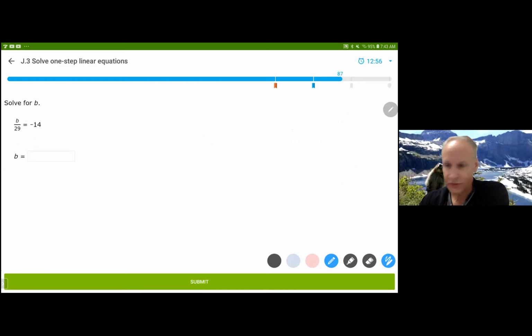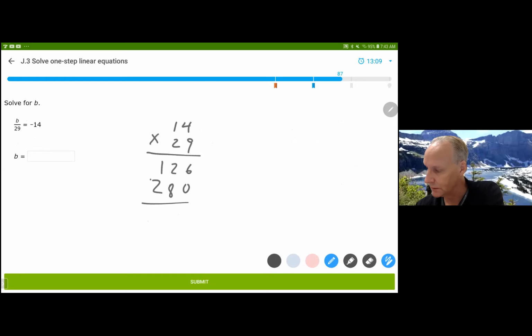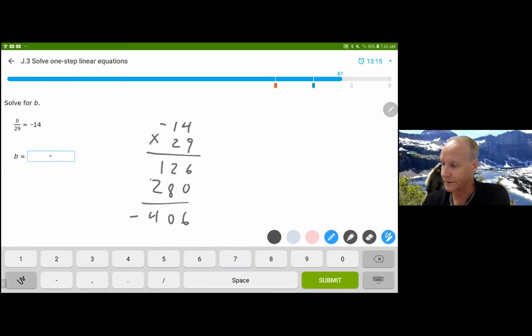We're going to multiply by 29 on both sides. So we're going to take 14 times 29. That is 6, carry the 3, that's 12, 0, 28, 406, I believe. And it is negative because, again, it doesn't matter which one is larger. When you do multiplying integers, the sign is always negative if you have one negative. If you have two negatives and you multiply, you get a positive.